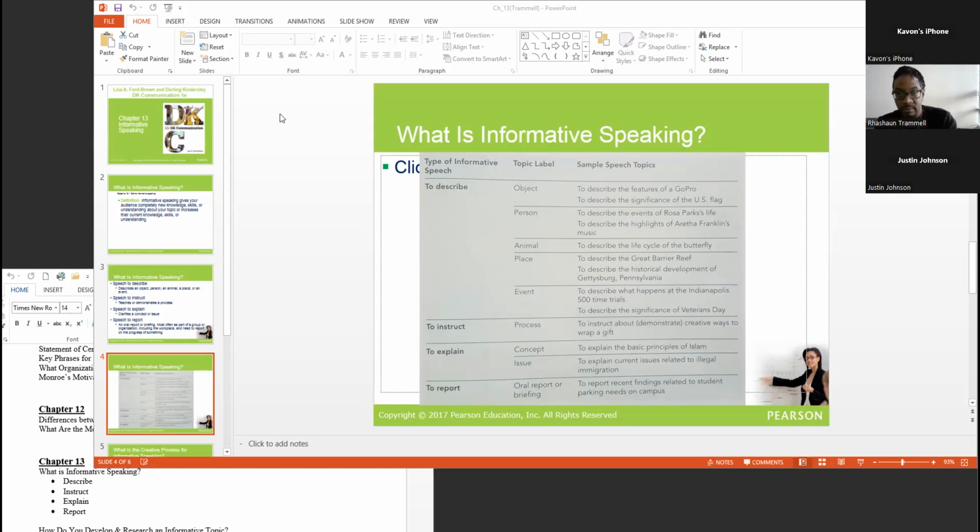So I think you got the other stuff: talking about how to do something for instruction, explaining maybe something that people may think they understand, but they may not. Reporting, just telling the results or findings of something.